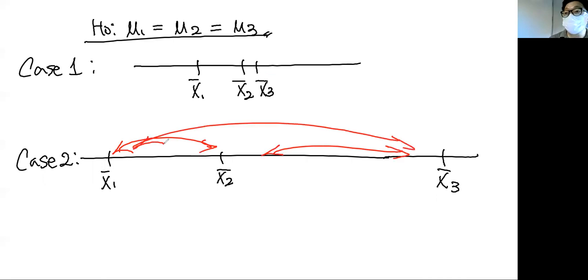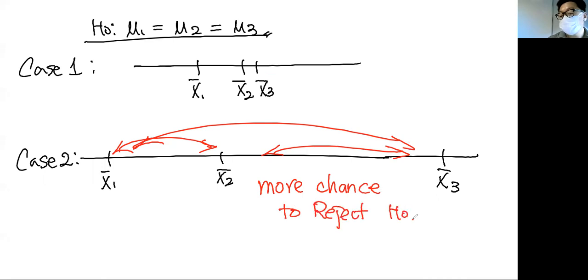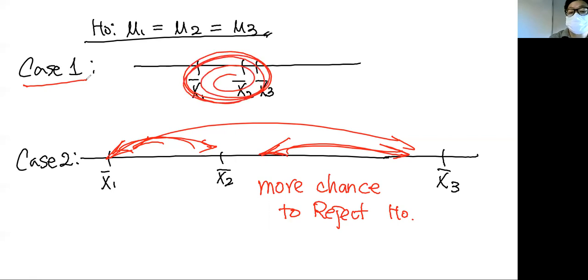So absolutely, case 2 has more chance to reject the null hypothesis. That means they are different from each other. But in case 1, they are put together. So it is easy to fail to reject the null hypothesis. That means we agree they are the same.